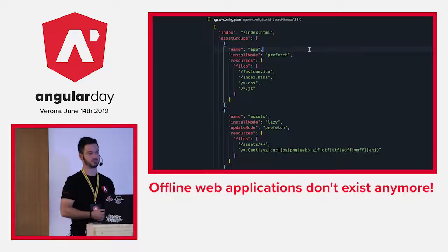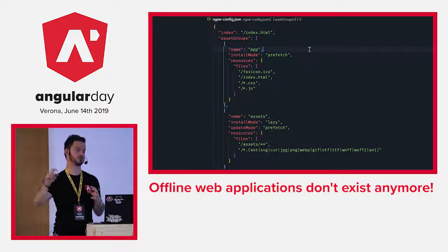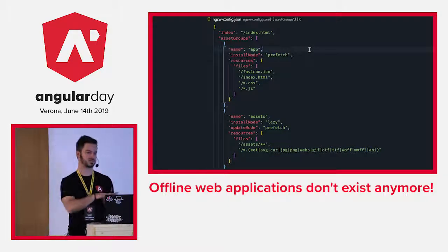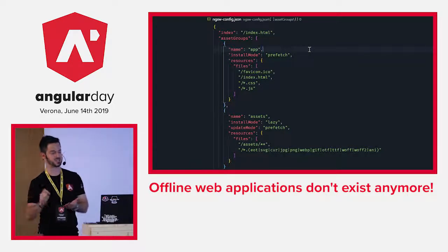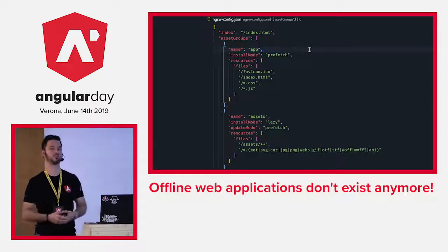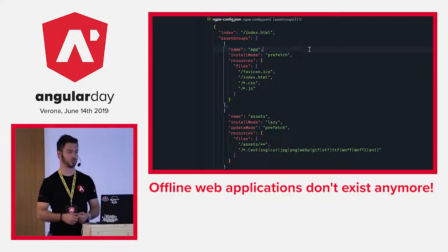Install mode prefetch means that while the service worker is downloading and installing in the user's browser, it has to prefetch those assets and save them in the cache. The goal is that once the service worker is installed, it finds those assets already in the cache. If this prefetching step fails, then the whole installation of the service worker will be aborted, and we won't have any service worker installed.